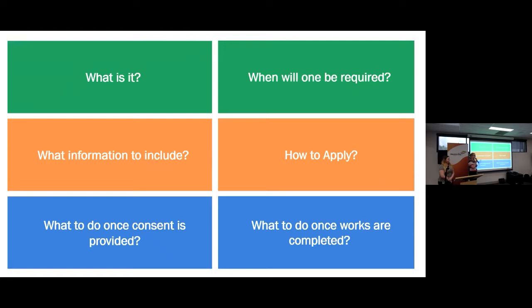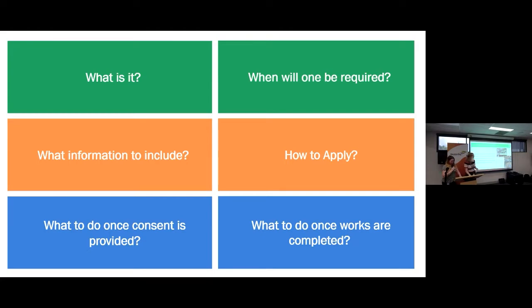So we'll be following on from the previous case studies that were spoken about in Michael's presentation for the Tiddlywinks Club. They wish to undertake works to upgrade their lease facility, including the upgrade of amenities, an external storage shed, and just a refurb of their current facility. So we will be explaining the IWA process, and we'll begin with what is an IWA. We'll then talk about when one will be required, what information you need to include, how to apply for one, then what to do once your consent has been provided to the organisation, and what to do once the works are completed. So I'll hand over to Kim.